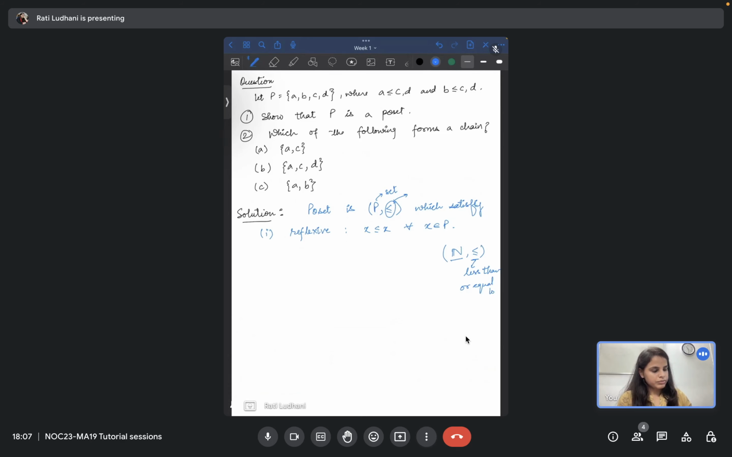If you take 1, it is always related to 1, or for any natural number, n is less than or equal to n always. If you take your relation to be just less than, then reflexivity will not be satisfied, so this is not a poset if you take strictly less than. Is it clear what reflexivity means? Yes, ma'am. Okay, so you can consider these two examples.